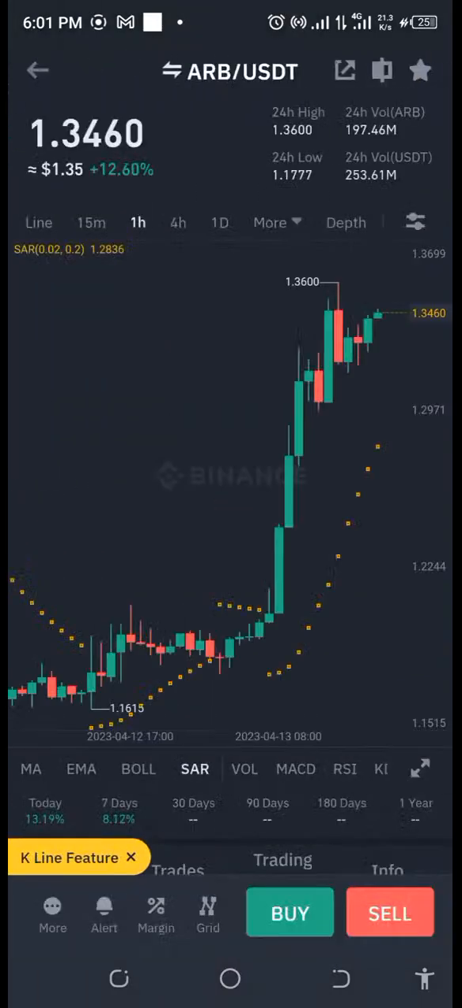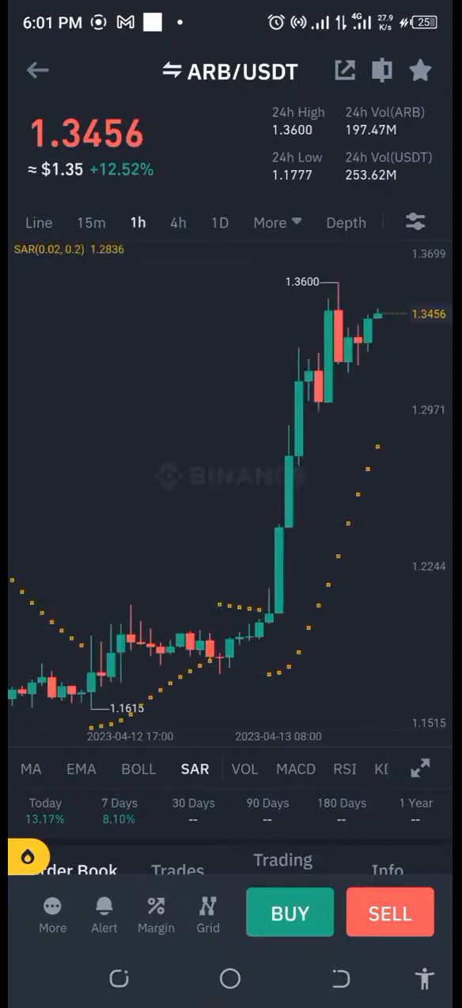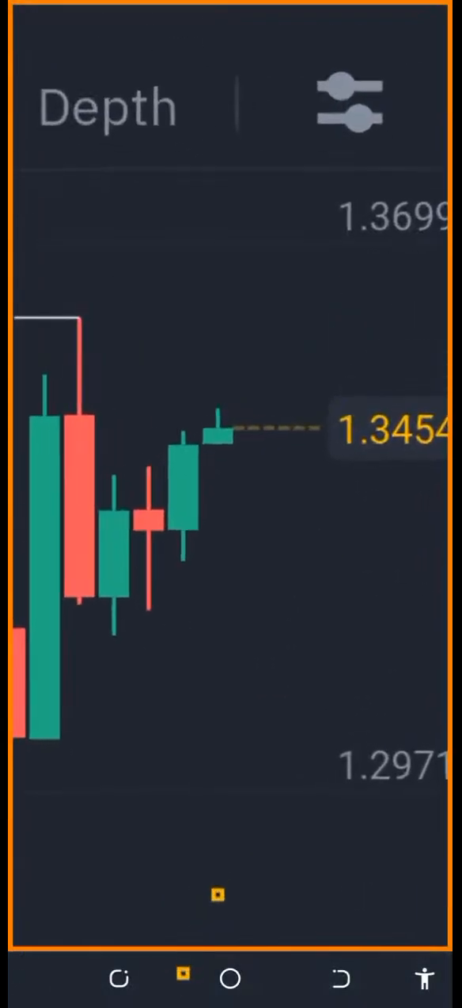Now, ARB was listed a couple of days ago and it's still in the new listing segment. So let me go to the 1-day chart. You can see how it pumped so high when it was listed. Wow. It was really a good one. Anyways, let's see how it is for today. Let's look at the 1-hour chart. Okay, so I'm seeing that it's been pumping.